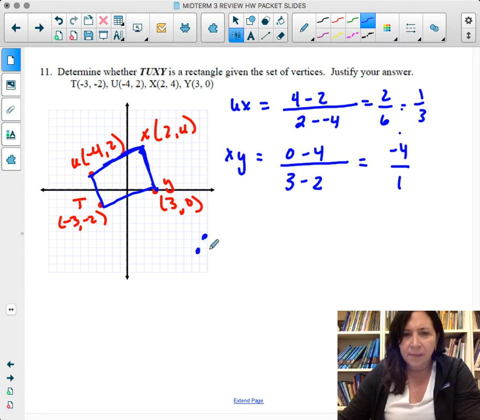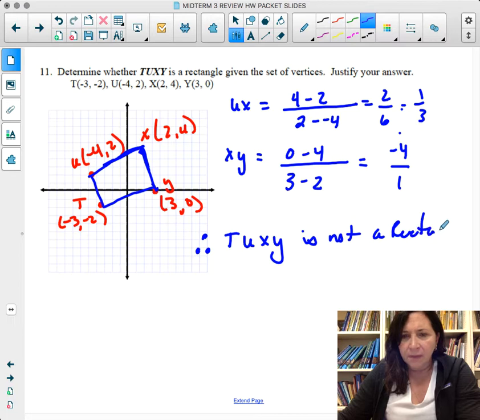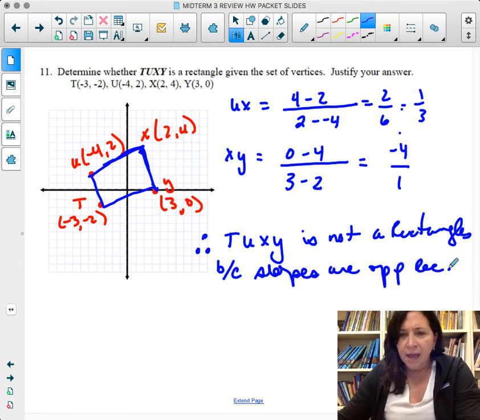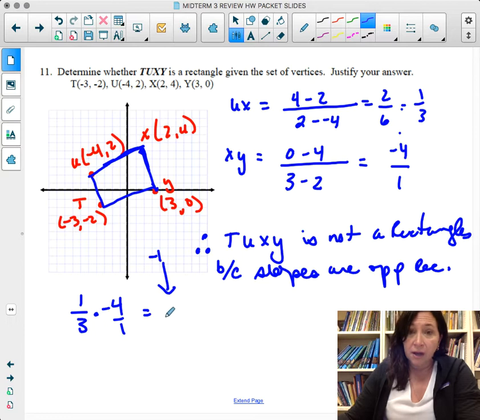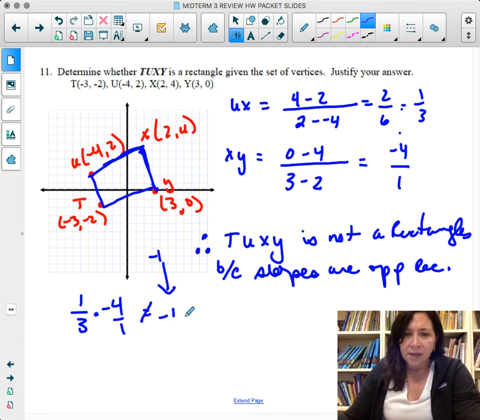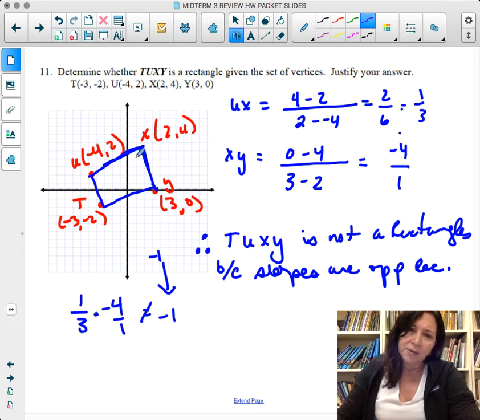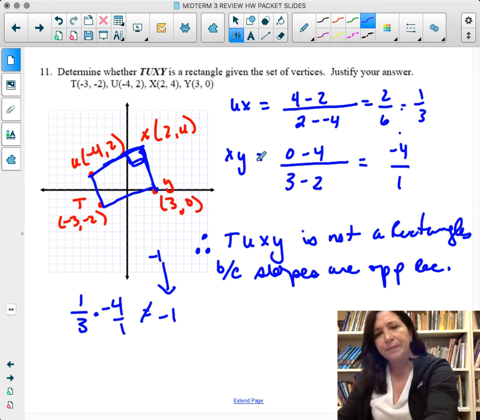So you would say, therefore, TUXY is not a rectangle because the slopes are not opposite reciprocals. And to prove that, you can also go 1/3 times -4 over 1, which, if they were perpendicular, this value here would be -1, which it's not. So therefore, it's not a rectangle, because a rectangle has to have 4 perpendicular angles, and this one does not.